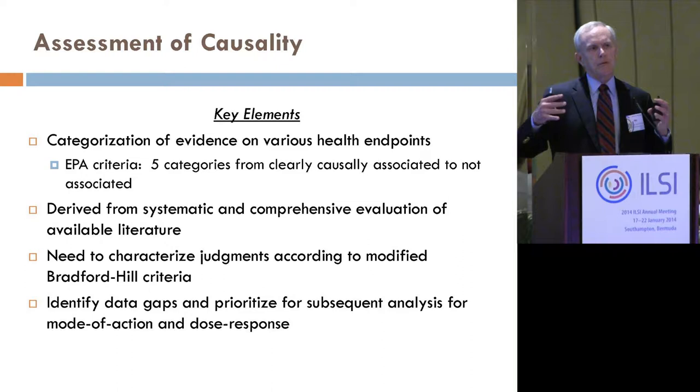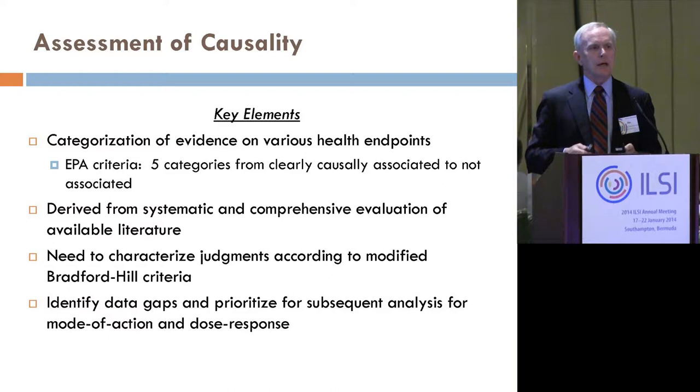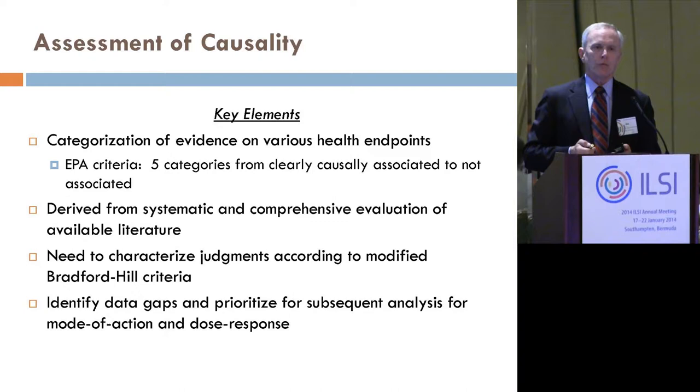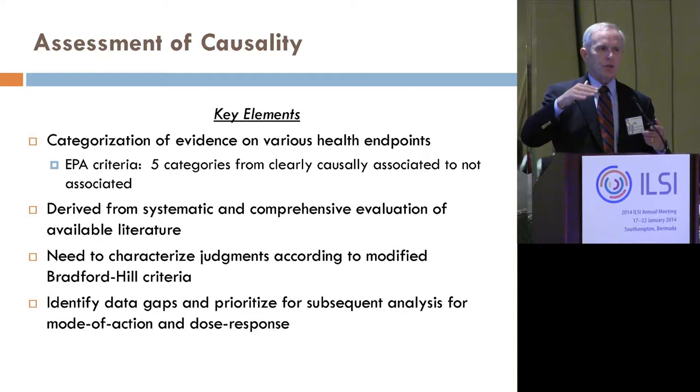First of all, assessment of causality. Once you have this huge assessment of the data and this categorization and collation of the data, how do you understand whether or not the effects that were observed in these epidemiology studies are in fact related to the exposure? So there's a process that we have recommended that they go through. And EPA, this is nothing new to EPA. They have also put this forward in their draft plan. There are five categories that they are using to categorize these events, from clearly associated to possibly associated, suggestive, to not associated, clearly not associated.